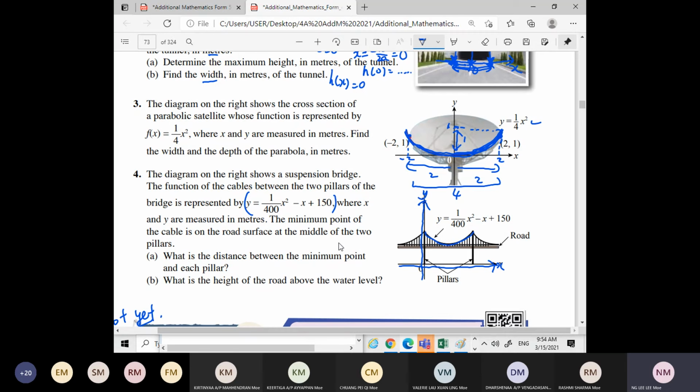This one also x and y is given as x and y, not so confusing. The minimum point of the cable is on the road surface at the middle of the two pillars. This is road. They label here already. And then this is two pillars. The minimum point of the cable is here, middle of the two pillars. Confirm this is middle because this is a parabola. Here is the axis of symmetry.